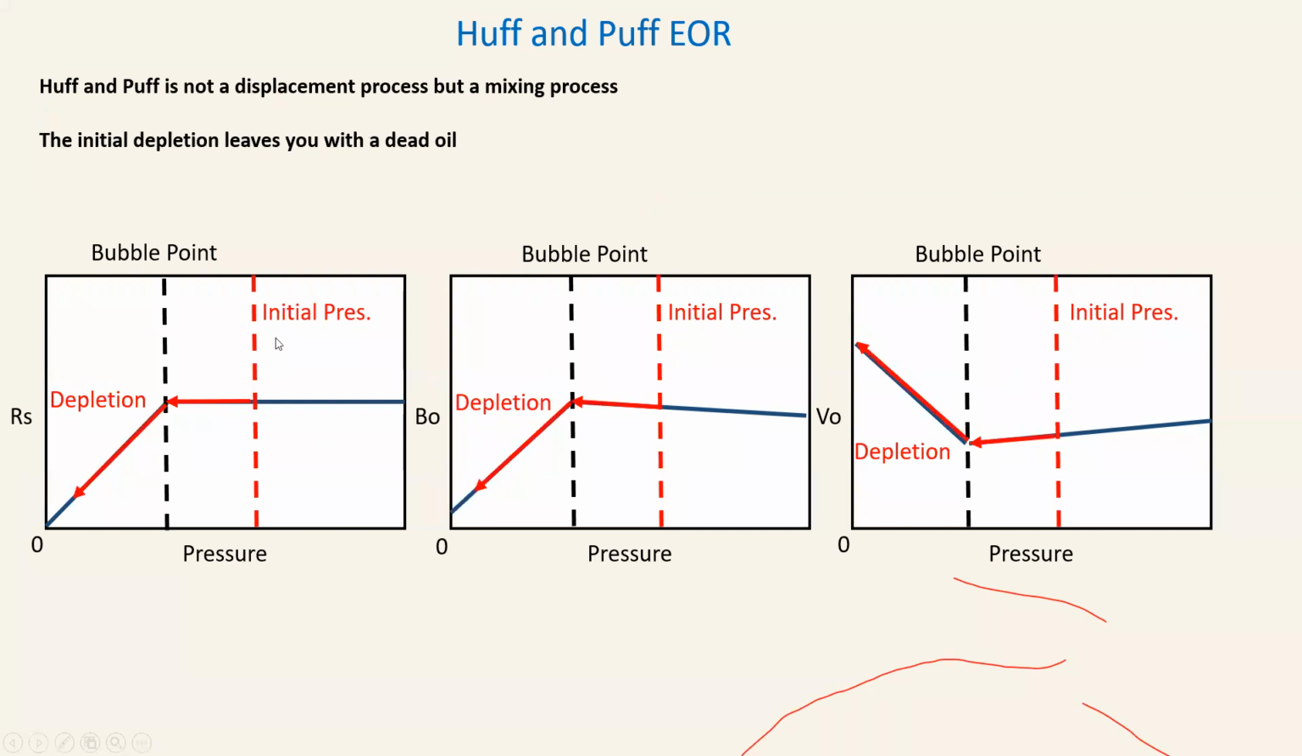So when we go through, say this is the initial pressure of this reservoir in these red dotted lines, we deplete to the bubble point pressure, then we keep depleting below the bubble point pressure. So our solution GOR goes down, our B sub O goes down, and our viscosity of oil goes down. And the combination of the gas expansion and the oil expansion is what drives the oil recovery.